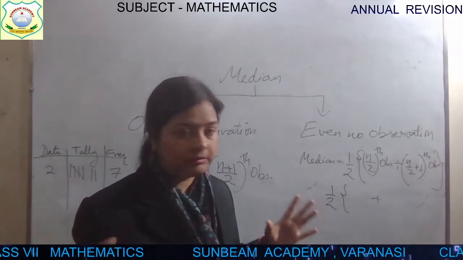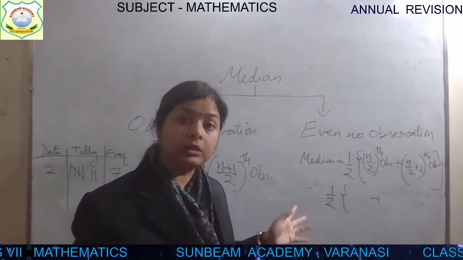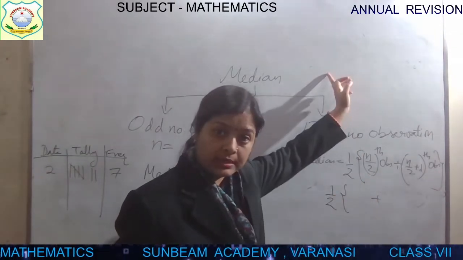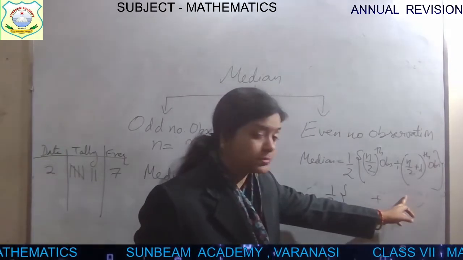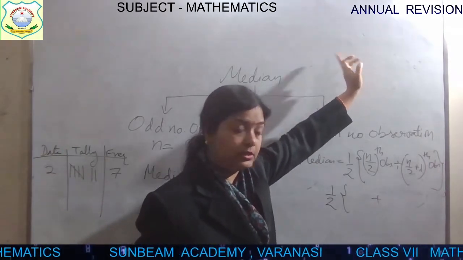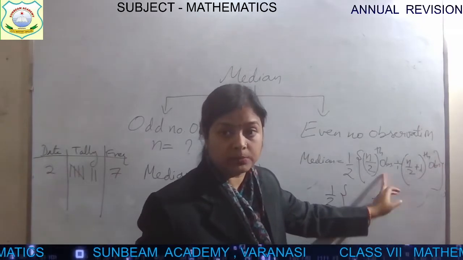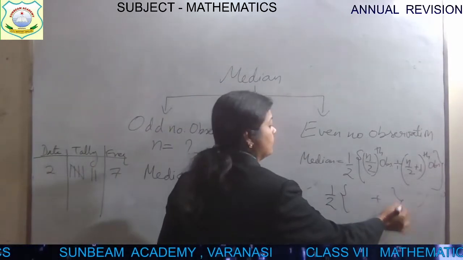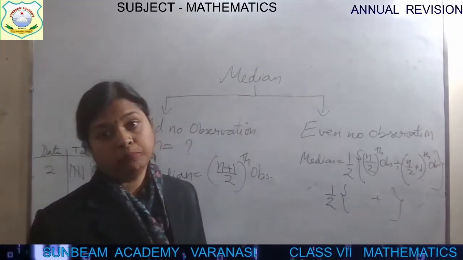Although we did not require it, if it happens, it will be easier for you. So take the value of the 6th observation from there and write it here. Then see the 7th observation, write down the 7th observation, and then add them and divide it by 2. So in this way you will get the median.